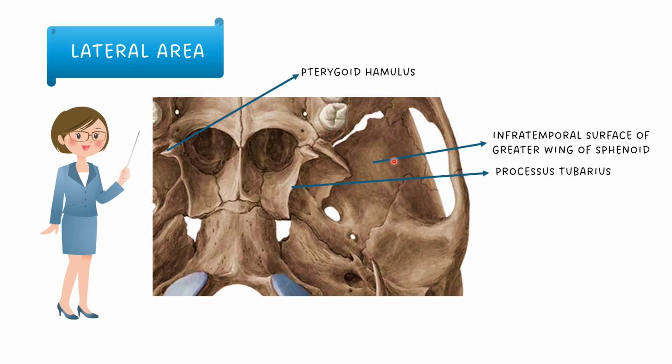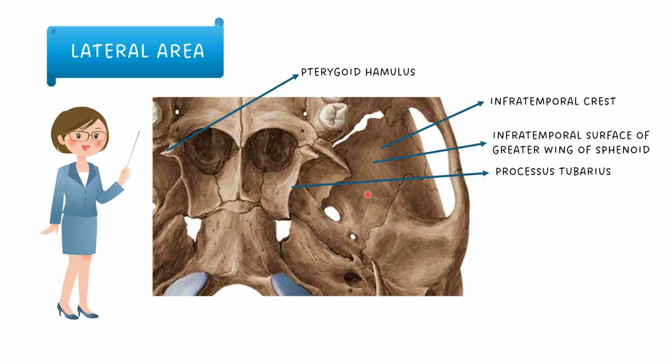The infratemporal surface of the greater wing of sphenoid is pentagonal in shape. It forms the roof of the infratemporal fossa. It gives origin to the upper head of lateral pterygoid muscle and is crossed by the deep temporal and masseteric nerves. The infratemporal crest is the lateral limit of the infratemporal surface.